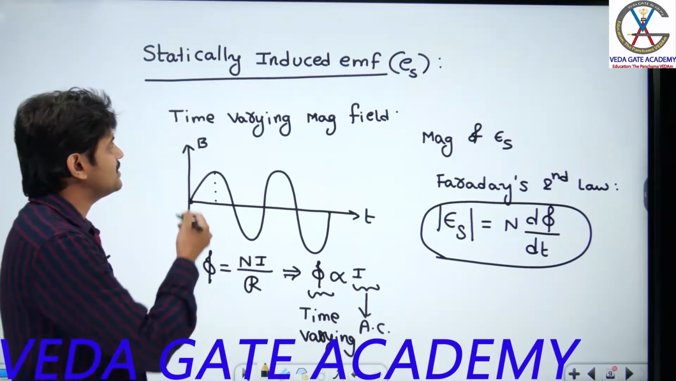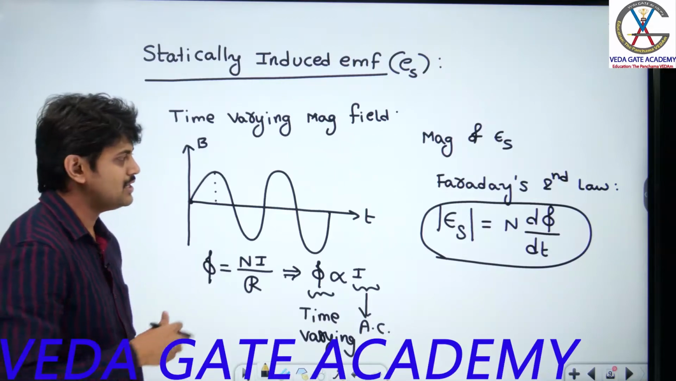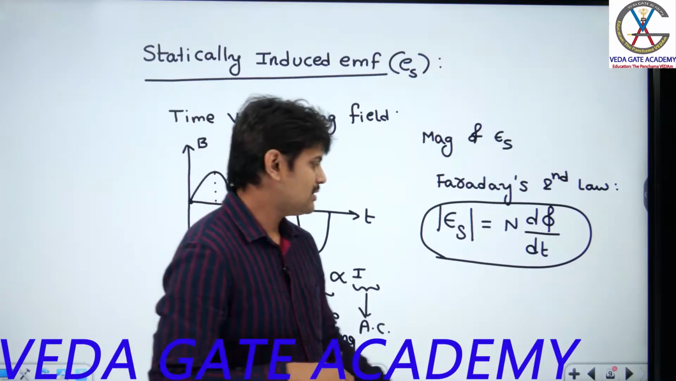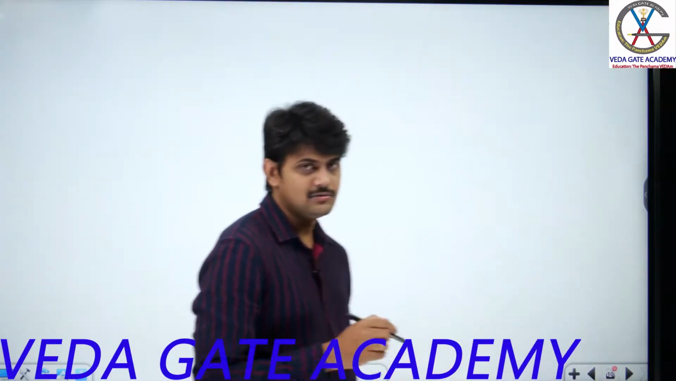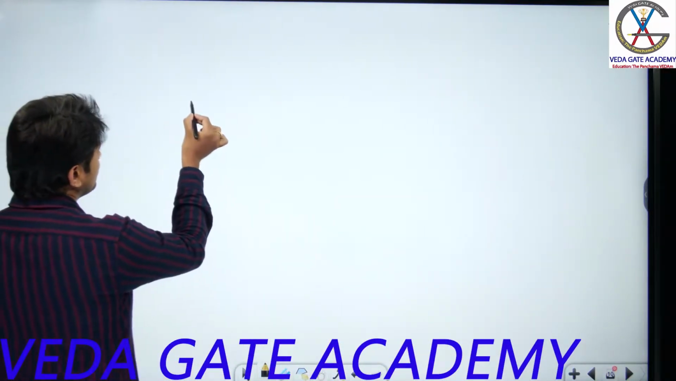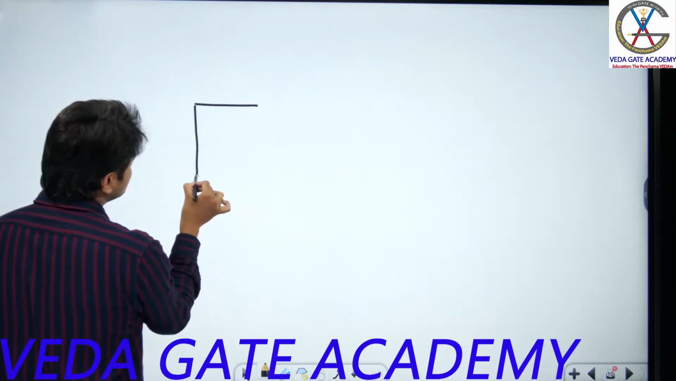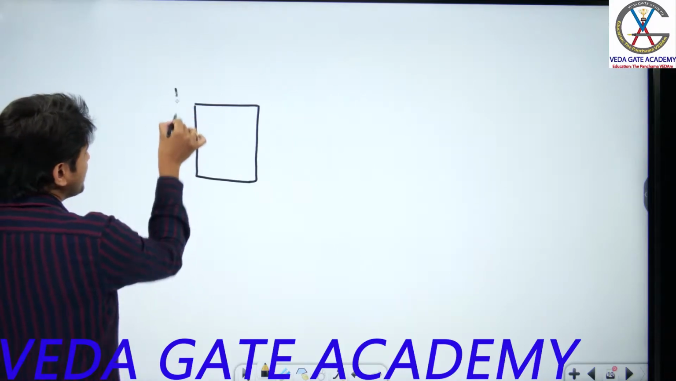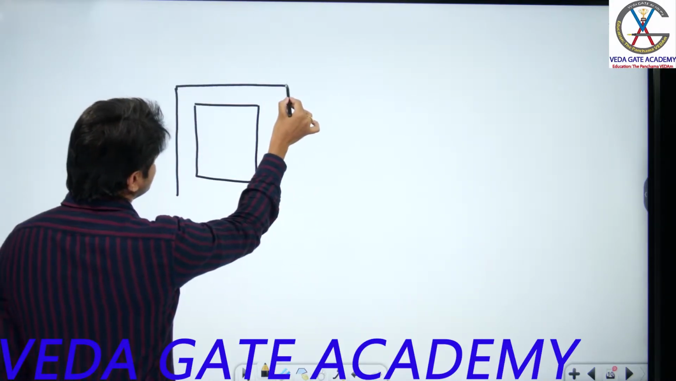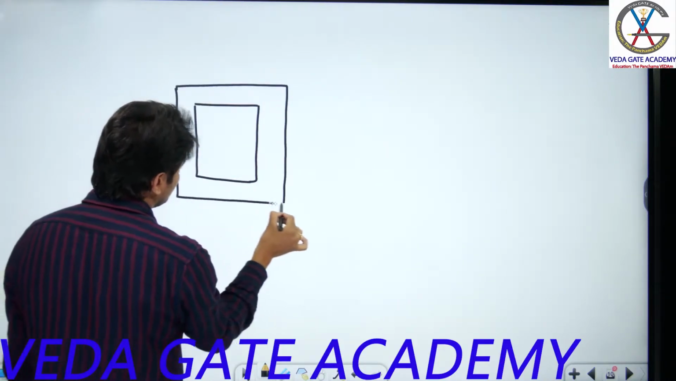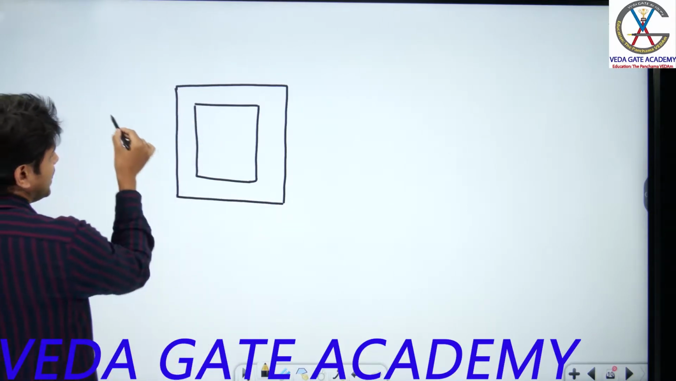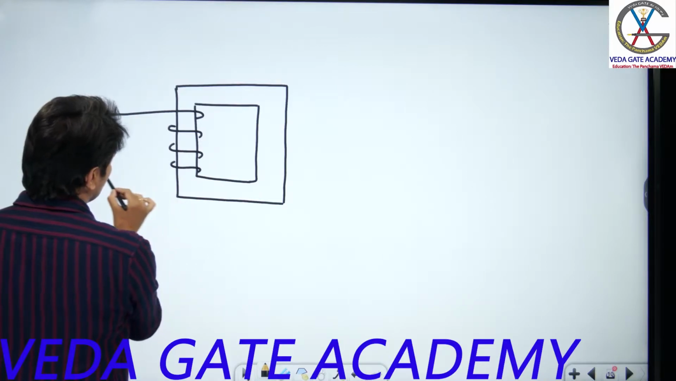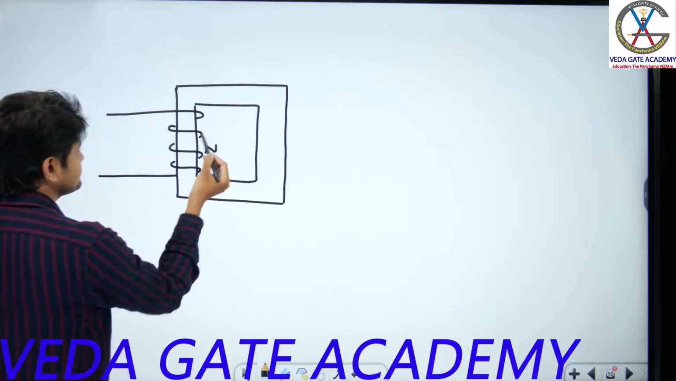Now once you understand the basic definition and magnitude of statically induced EMF, we will try to understand how to determine its direction. Before that, let me show how this statically induced EMF will be induced. I am considering a magnetic core of some regular shape, on which I am going to wind a coil, and assume this coil has n number of turns.